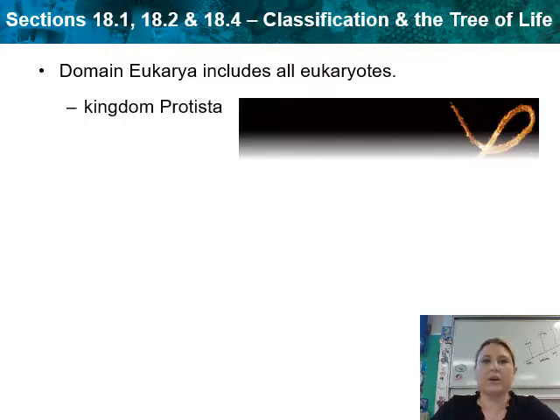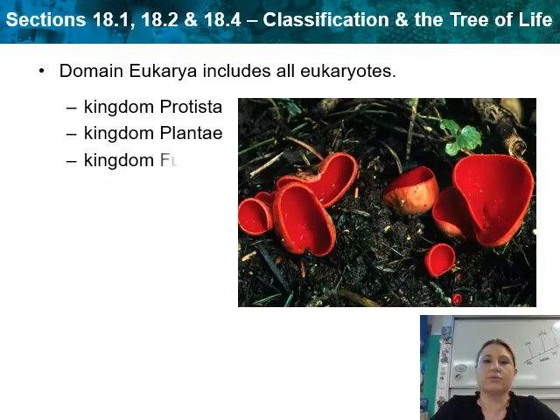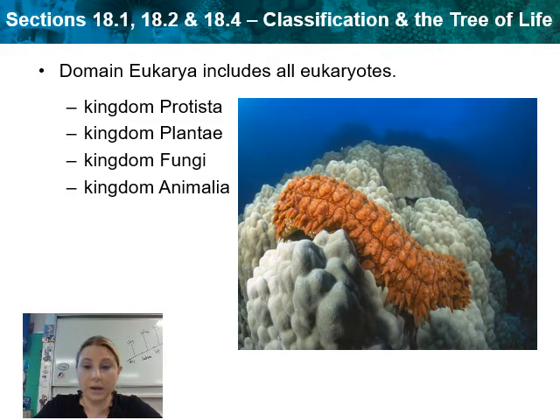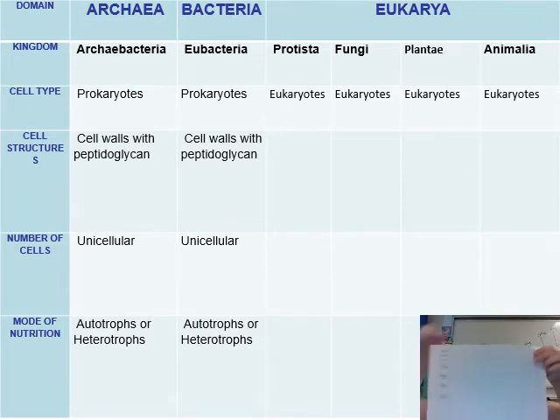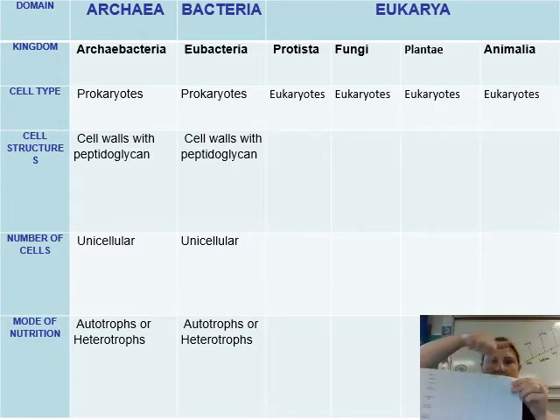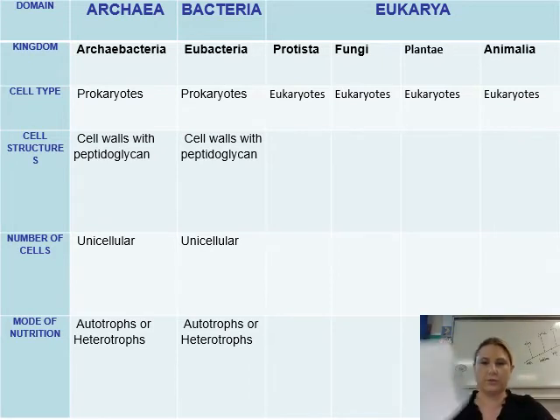Okay, so next we are going to be looking at our next group, Eukarya. Eukarya for eukaryotes, because they all have eukaryotic cells. We have the kingdoms of Protista, Plantae, Fungi, and Animalia. So again, please make sure now we're over here and looking at our Eukarya. Okay, you have your different kingdoms. Cell type, please write in eukaryotes for all of those.